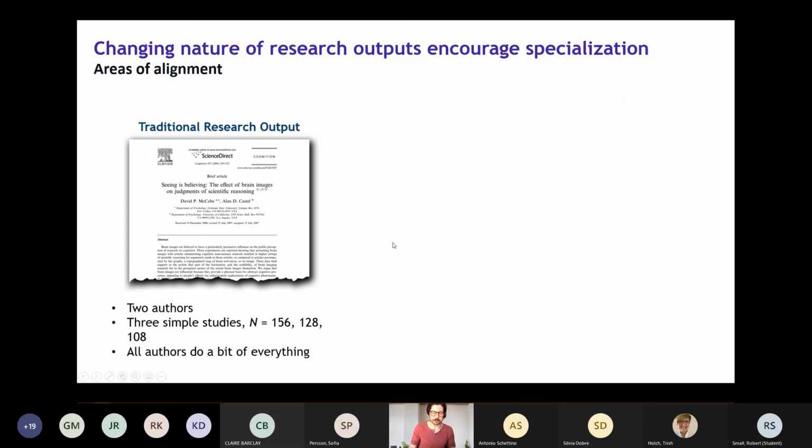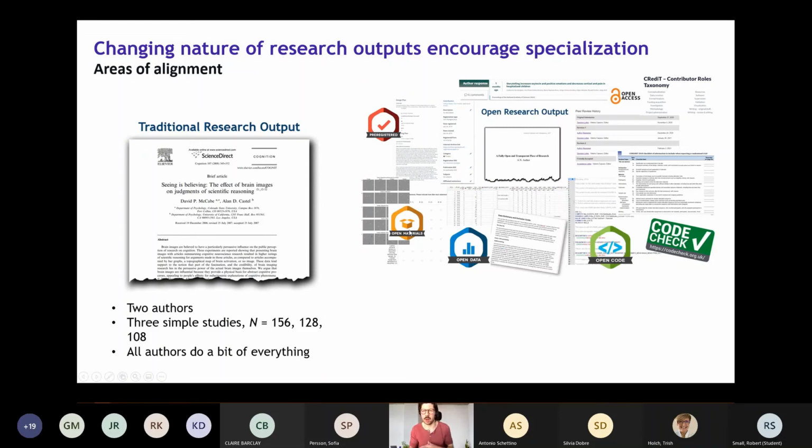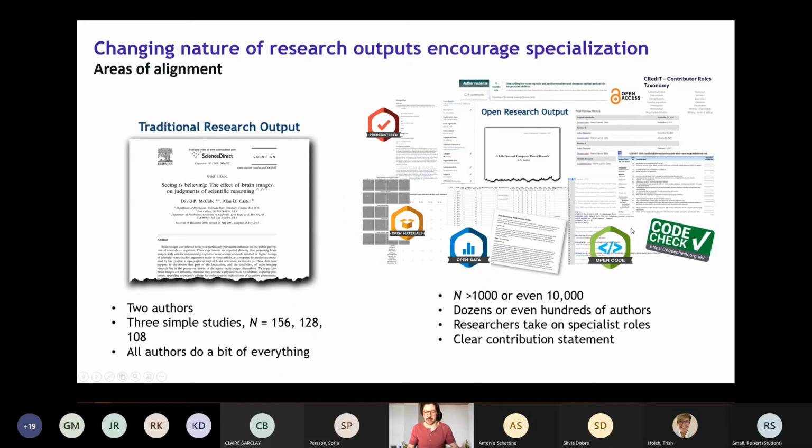But in these large-scale open research projects, it's a huge amount of extra work to do all these things properly, and in these big team projects, you might have thousands or even tens of thousands of participants and dozens or even hundreds of authors. So in those types of projects, researchers tend to take on specialist roles of just doing one part of it, and there's this clear contribution statement of who did what.